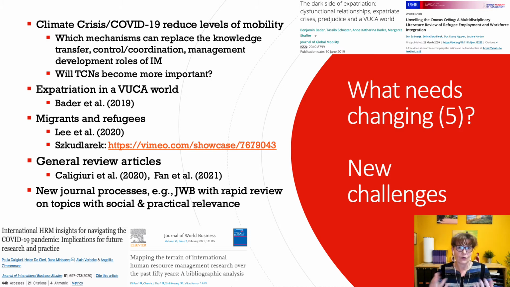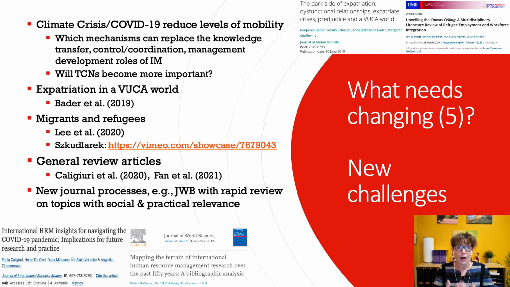And obviously, if we're talking about international mobility in particular, this has been hugely impacted by global challenges such as climate change and the COVID-19 pandemic. So very obvious questions would be, can we replace the knowledge transfer, control, coordination and management development roles of expatriation with other means? Can we maybe use more third country nationals rather than parent country nationals if mobility in some countries remains restricted? I'm certainly not the first one, of course, to argue for this.